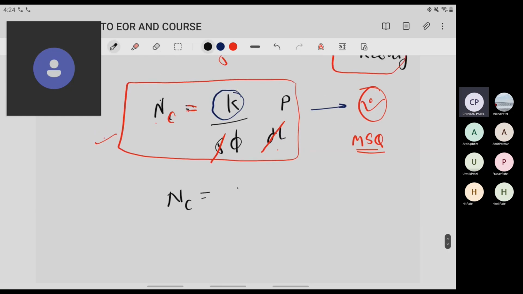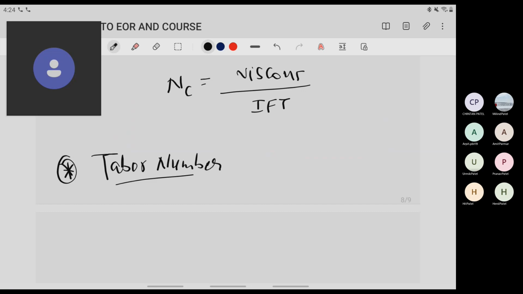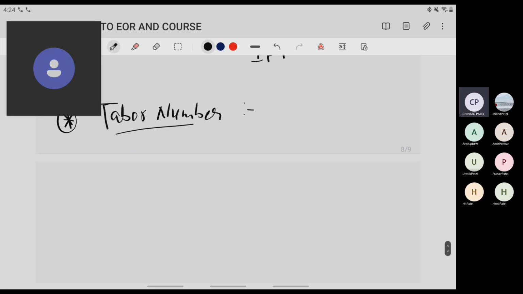Okay, so it is viscous force upon IFT. And the last number is the Tabor number. Have you heard about this number before? No, sir. Okay, so this is simple. There is nothing new. This is simply del P by L divided by sigma. Let me verify this.